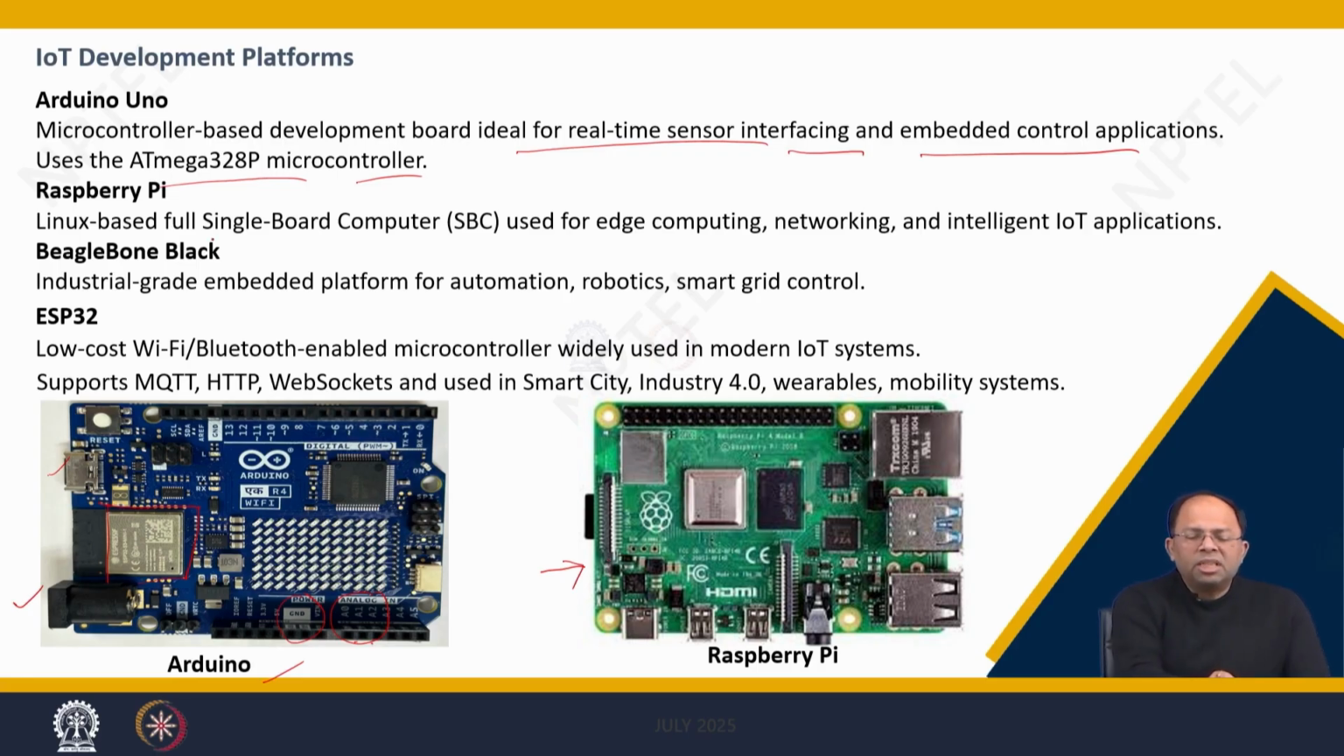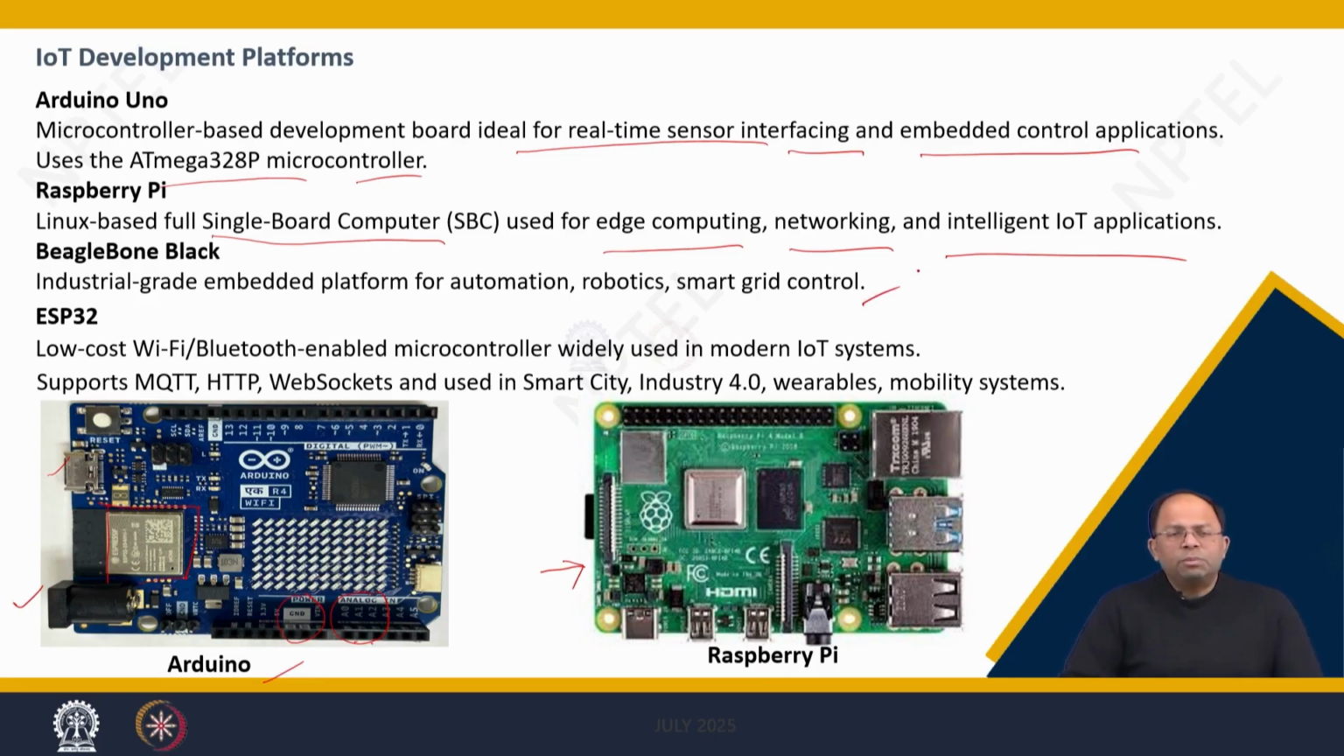So it's a Linux-based full single board computer. So it's a computer in its own, and it could be used for edge computing, networking, and also intelligent IoT applications. Then there is a BeagleBone Black platform. This is an industrial grade embedded platform for automation, robotics, and smart grid control, used in industries and so on.